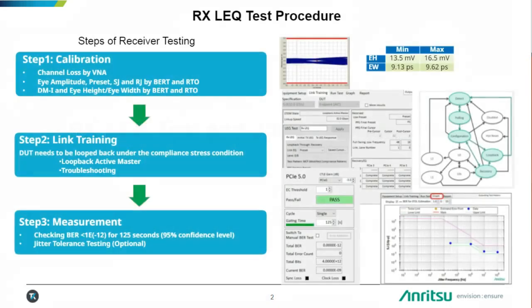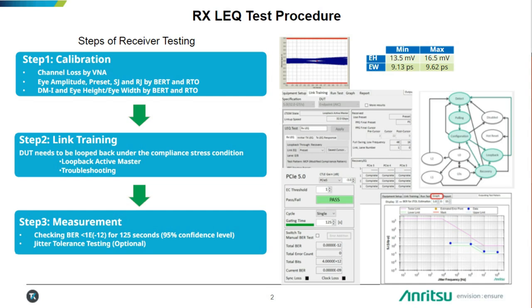There are 3 steps for the receiver LEQ test. The first step is calibration. David already explained it in detail. You can see a very small eye in the middle of the top, and the target eye height is 15 millivolts. Eye width is only 0.3 UI, or 30% of 1 UI, or 9.4 picoseconds. That is the target stressed eye. Calibration takes maybe 2-3 hours. It's very difficult, but it is automated.